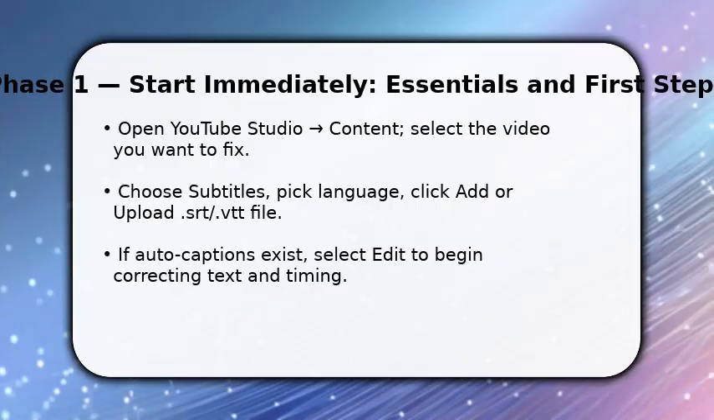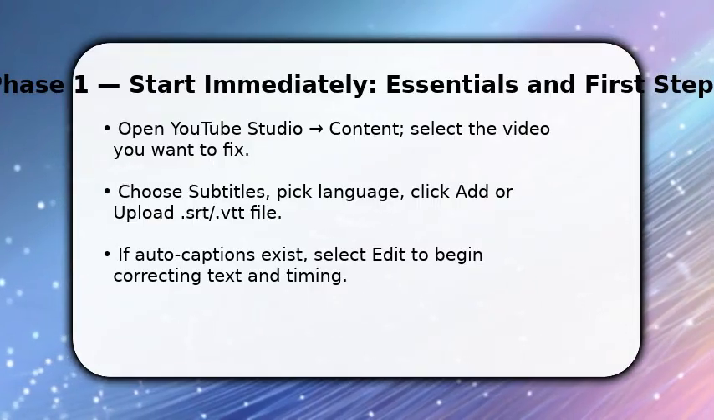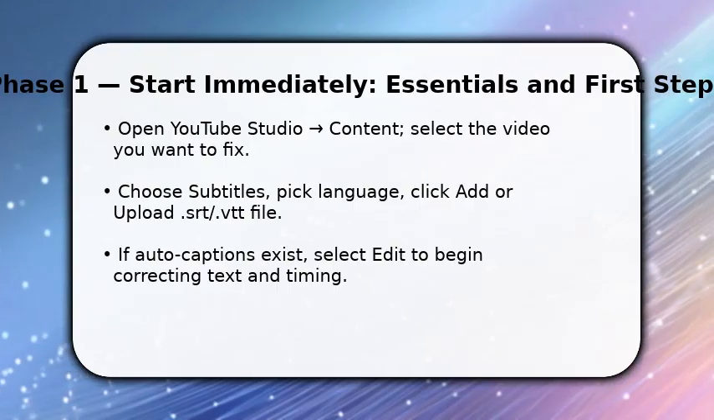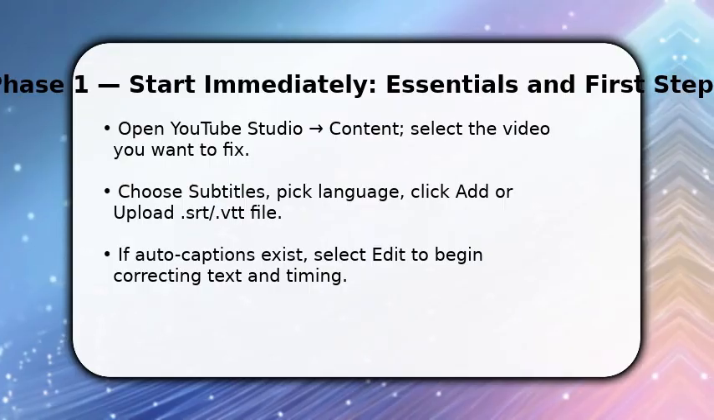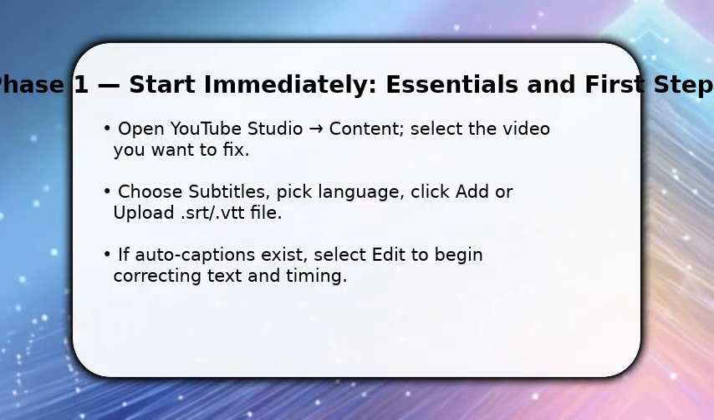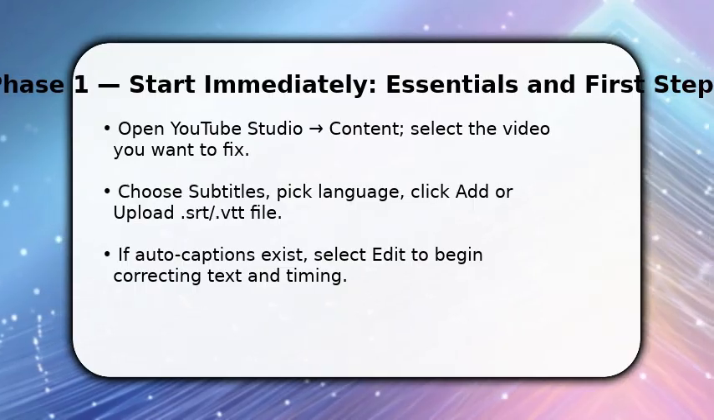You open YouTube Studio and go straight to Content, pick your video and choose Subtitles. You should pick the language first, then add or upload an SRT or VTT file. This gives you a clean starting transcript.